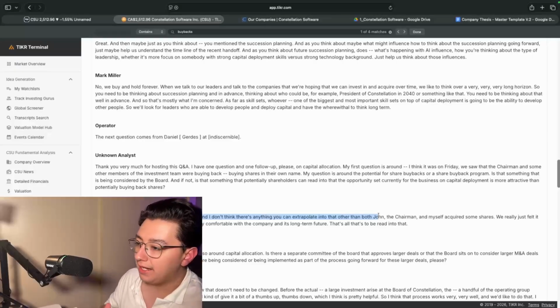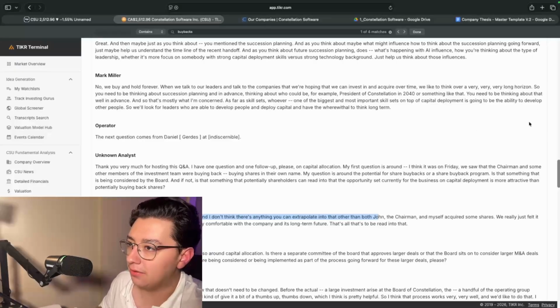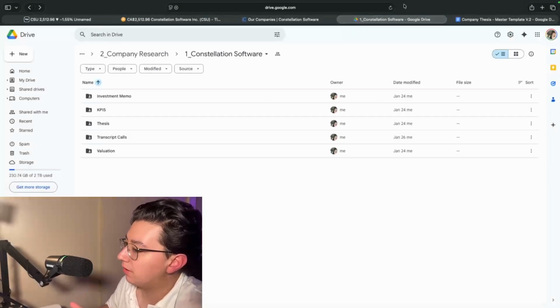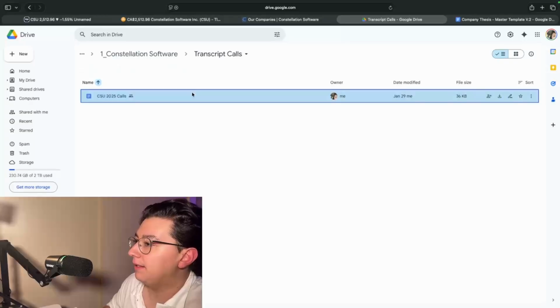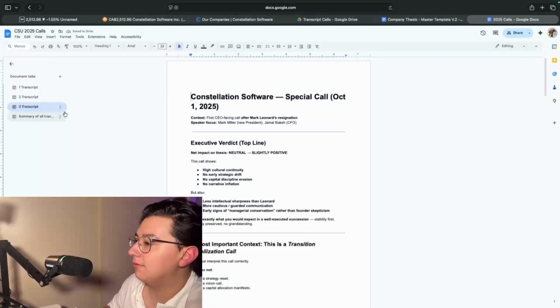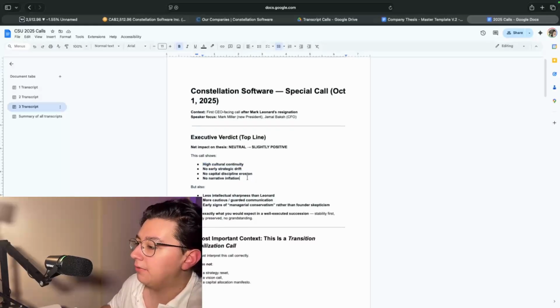But basically, instead of having to read all of this, you can ask AI to analyze them, and it's going to create very specific analysis based off of, of course, what you prompt it. I usually like to prompt a lot of stuff into AI based off of my current knowledge and, again, my investment philosophy. But if I come over here and go into the CSU calls, I can look at the most recent one, which is net impact of thesis neutral, slightly positive. This call shows high cultural continuity, no early strategic drift, no capital discipline erosion, and no narrative inflation.